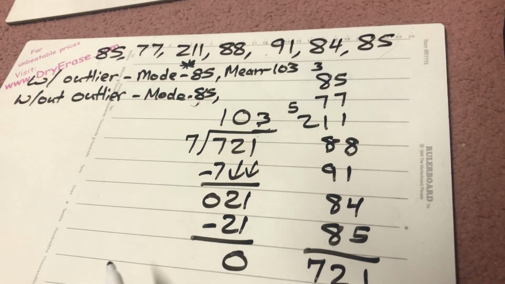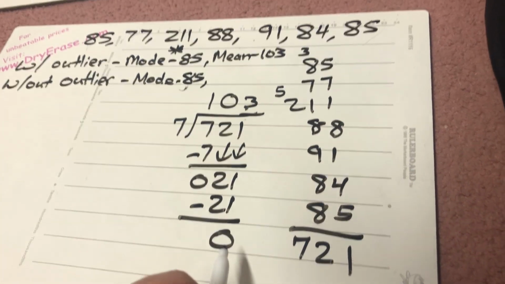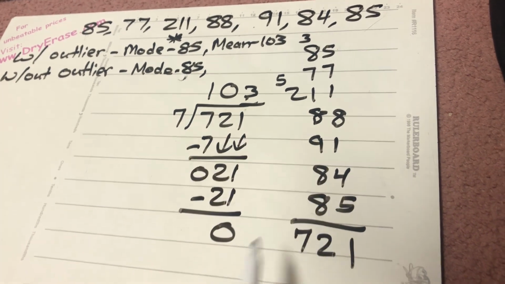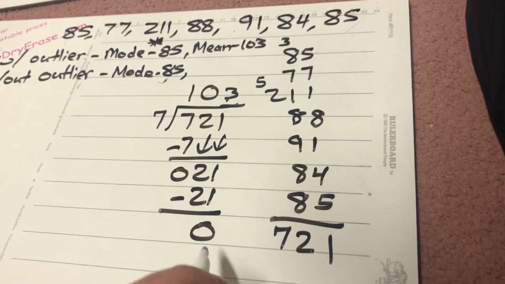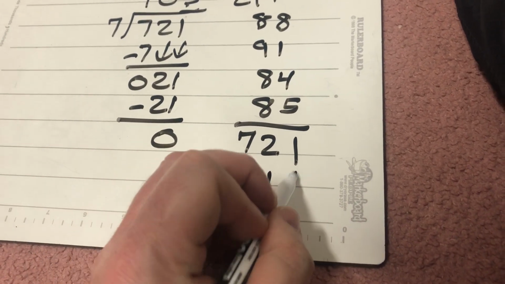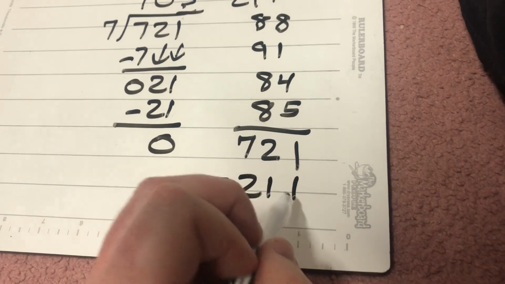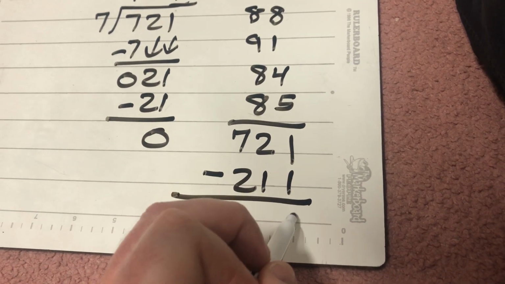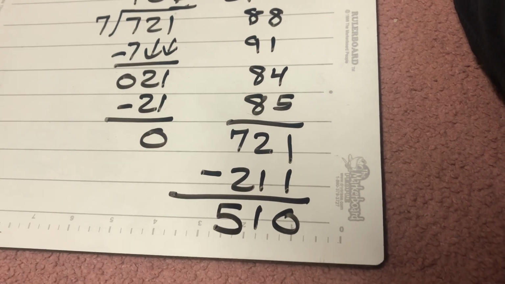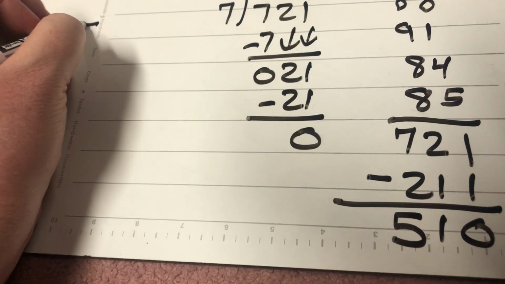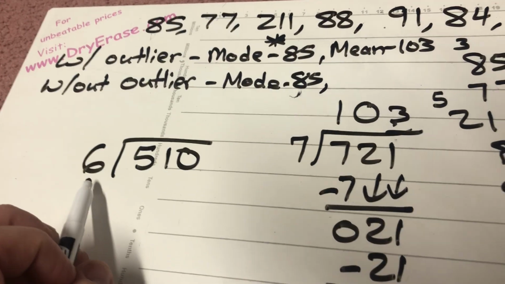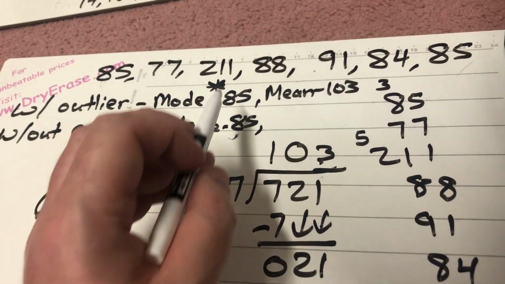Now, to find the mean without the outlier, I have to take out 211. Now, it's not really necessary, as long as you keep yourself organized, to add all these numbers together. I can simply take the 721. I can remove the outlier, which is 211. Subtract it. 1 minus 1 is 0. 2 minus 1 is 1. 7 minus 2 is 5. I can then take 510 and divide it.